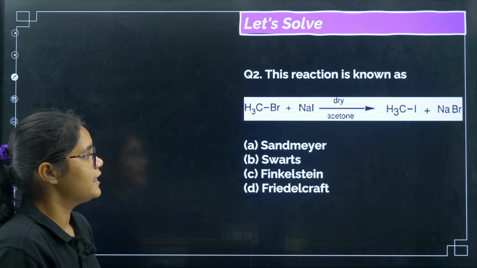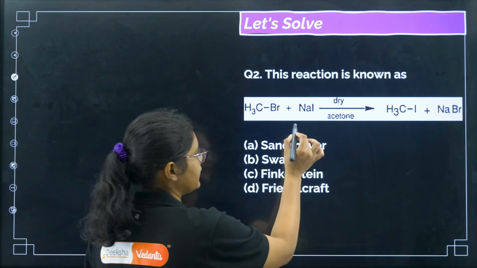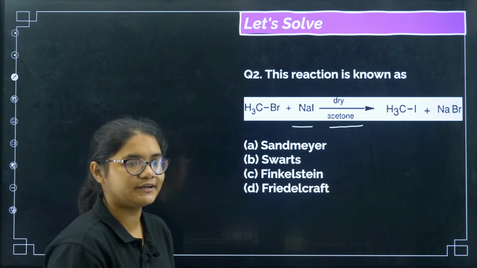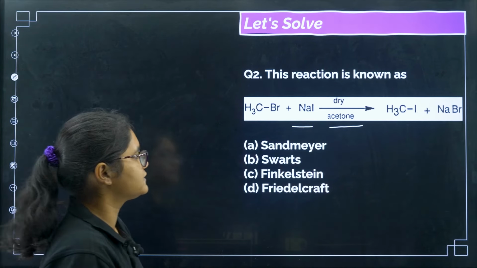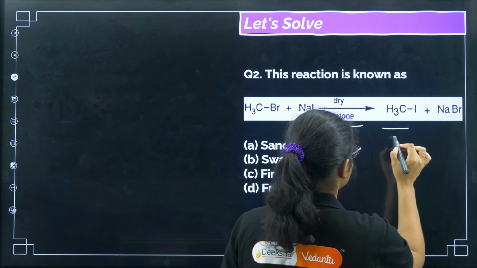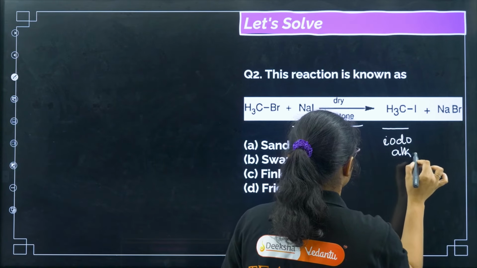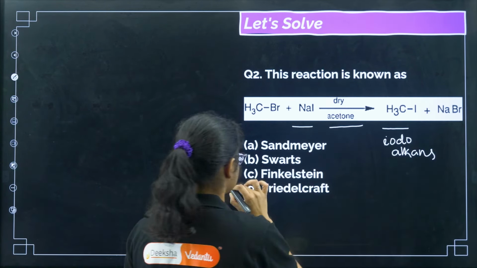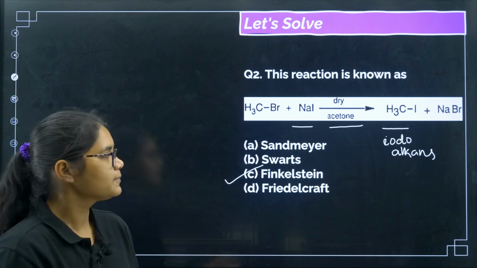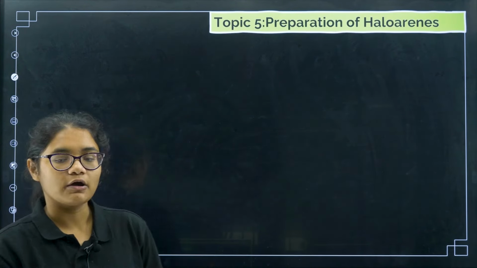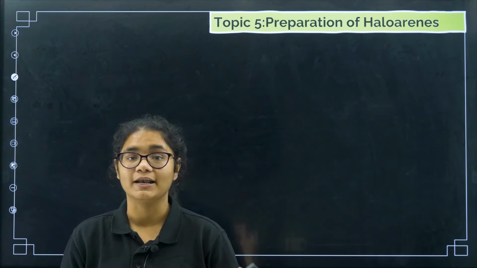Coming to next question, this reaction is known as, so if you see NaI dry acetone, just now we discussed, right? So it is giving you CH3I, for getting iodoalkanes. So for iodoalkanes, what is the name of the reaction? Finkelstein reaction, right?